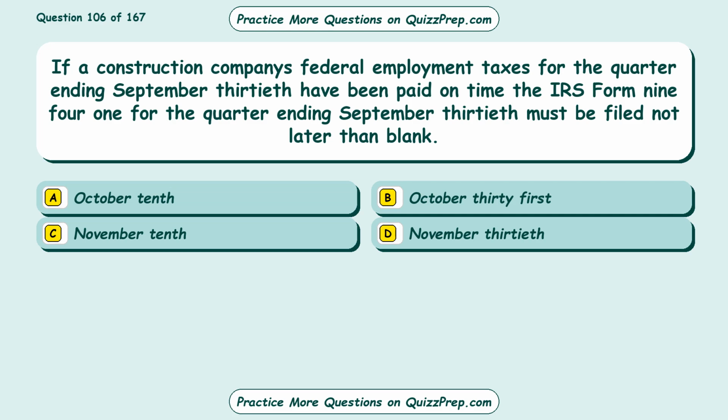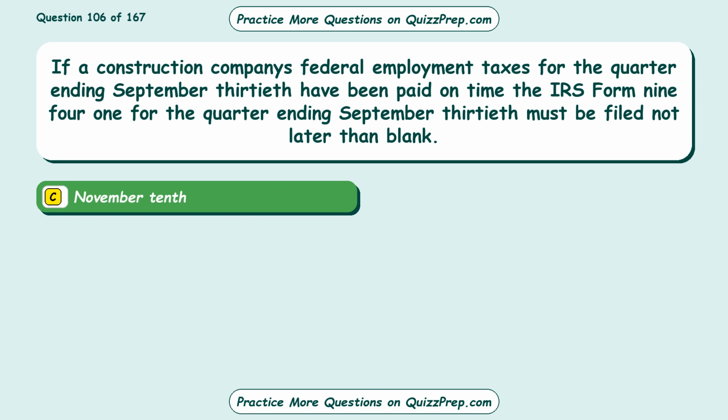Question 106. If a construction company's federal employment taxes for the quarter ending September 30th have been paid on time, the IRS Form 941 for the quarter ending September 30th must be filed not later than blank. Option A, October 10th. Option B, October 31st. Option C, November 10th. Option D, November 30th. The correct answer is option C, November 10th.